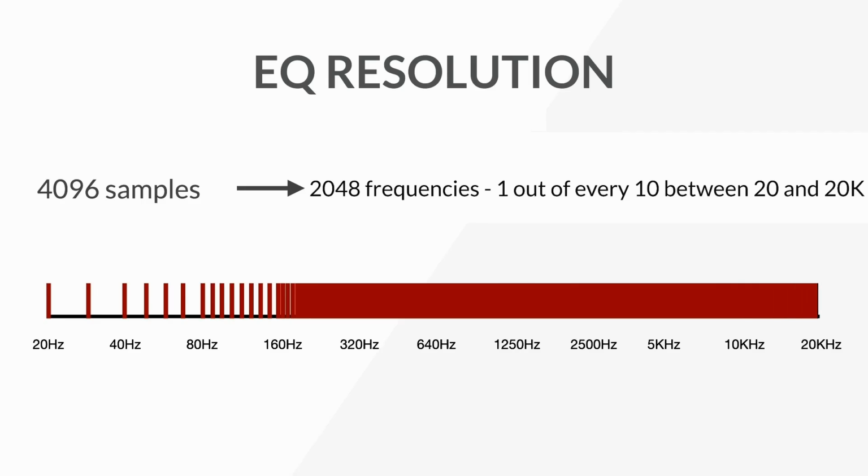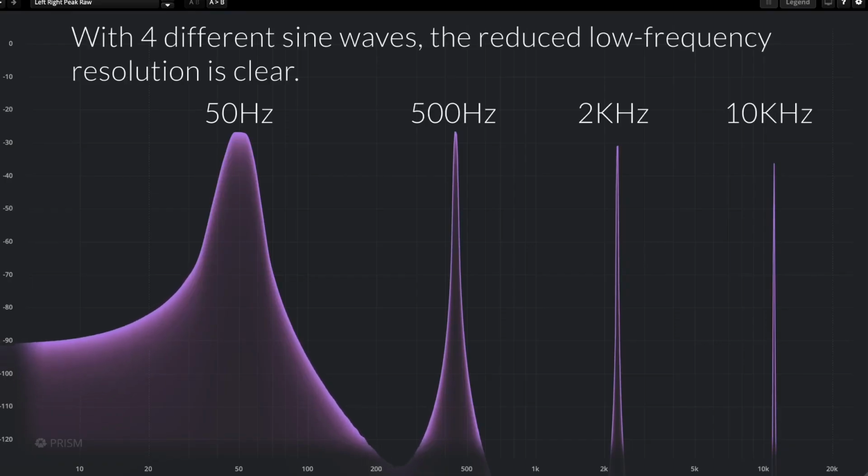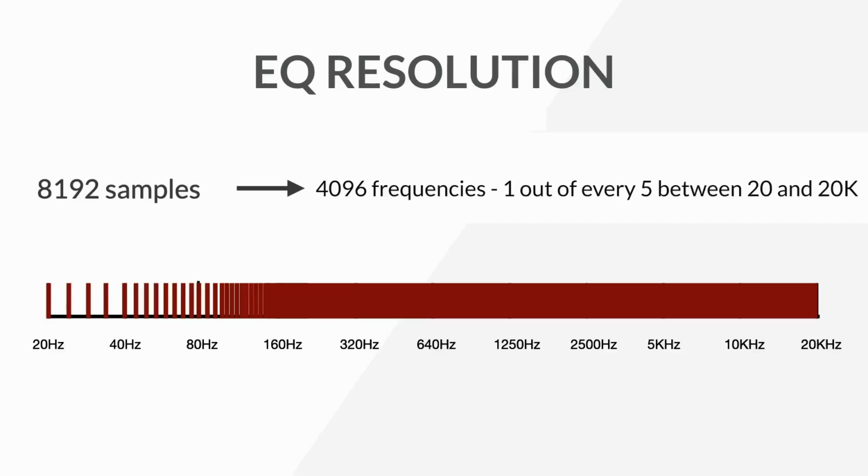We see the same effect on any spectrum analyzer. The resolution in the low frequencies is lower than in the high frequencies. By increasing the samples to 8,192, you have 4,096 frequencies available, which means 1 every 5 Hz between 20 and 20,000. Better, but the resolution in the low frequencies is still not adequate.